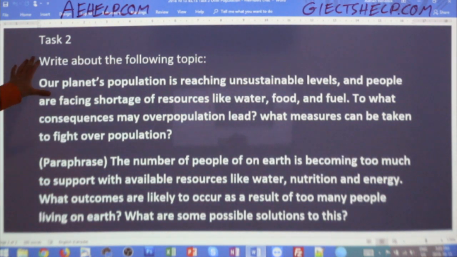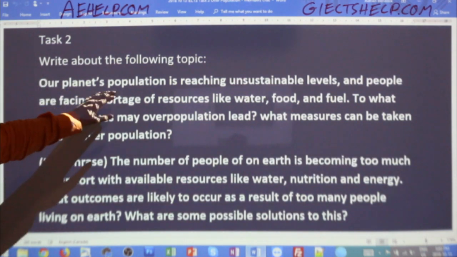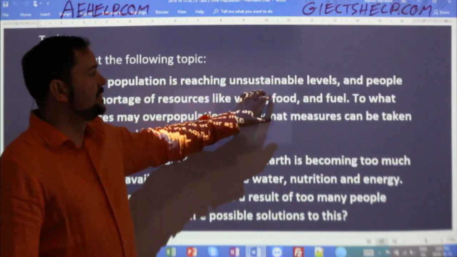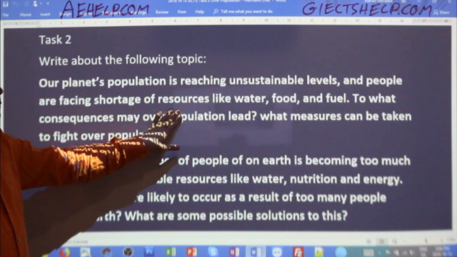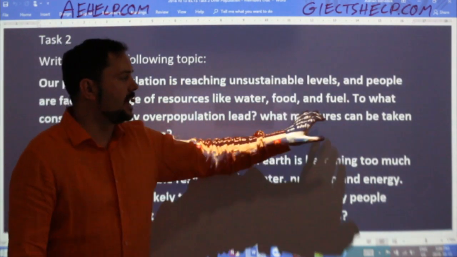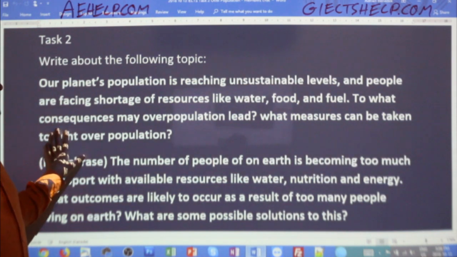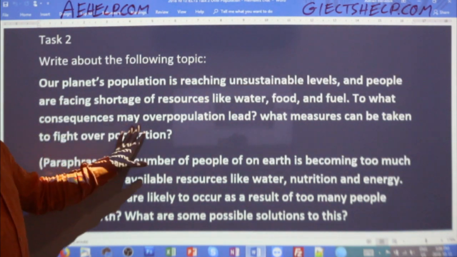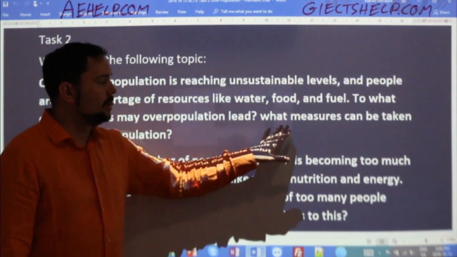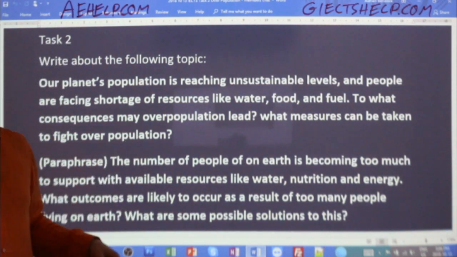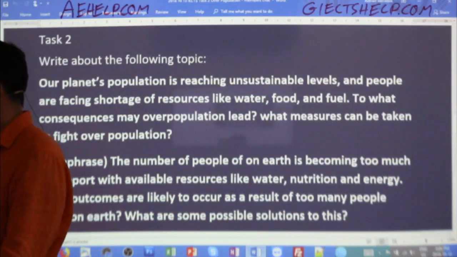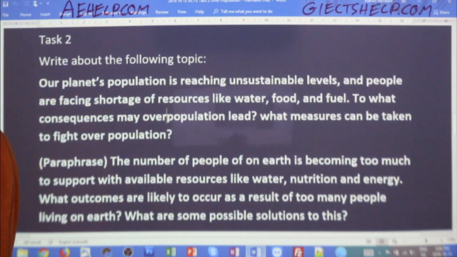So here's the question. Our planet's population is reaching unsustainable levels, and people are facing shortages of resources like water, food, and fuel. To what consequences may overpopulation lead? What measures can be taken to fight overpopulation? Let's do a couple quick corrections here in this.